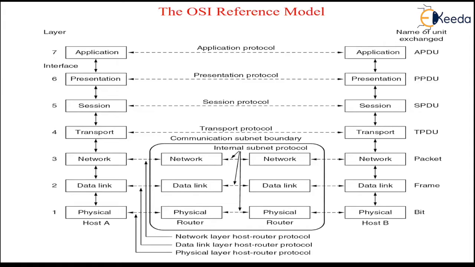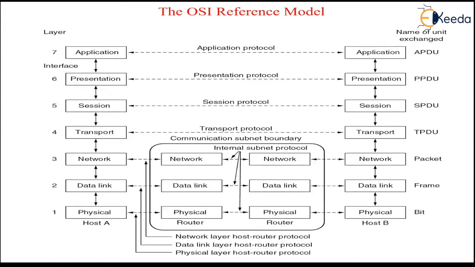Then next layer is the network layer. The network layer is responsible for the source to destination delivery of packets, possibly across multiple networks. Whereas the data link layer controls the delivery of packets between two systems on the same link, the network layer ensures that each packet gets from its point of origin to its final destination.